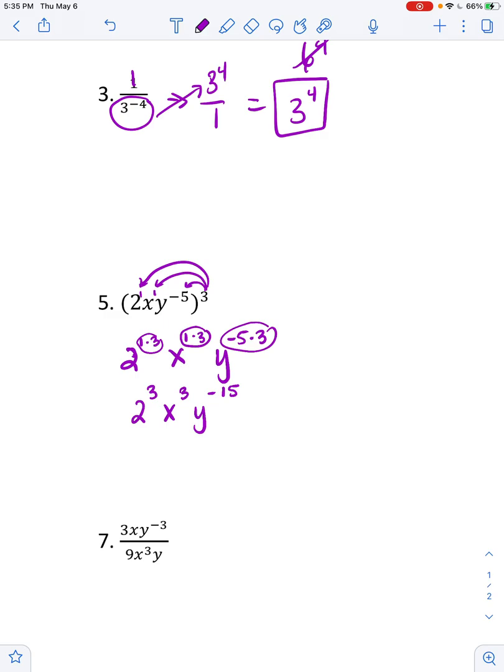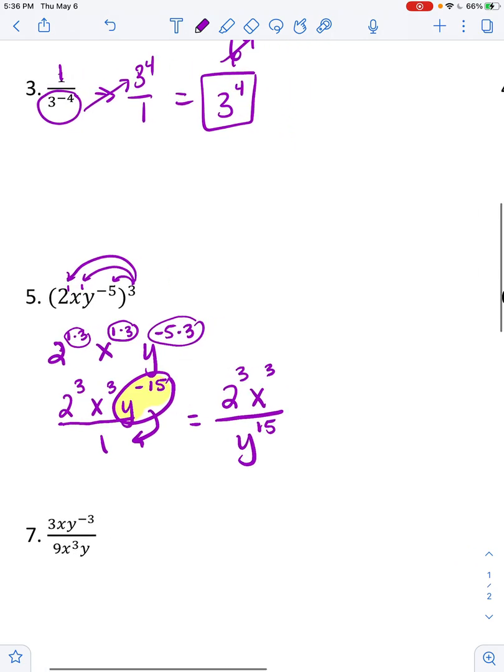Okay, so I can't have a negative power in my answer. The only part of my problem that has a negative power is the y. So the only part of my problem that has to hit the road and go into the other part, meaning the bottom in this case, because currently this is all over 1 because it wasn't a fraction, this part has to go to the bottom and flip over. So I have my 2 to the third, x to the third, over y, and then it becomes positive. That was the whole idea of moving it.